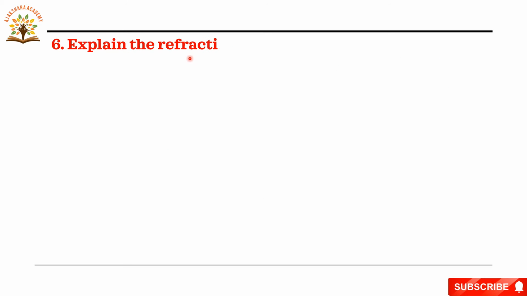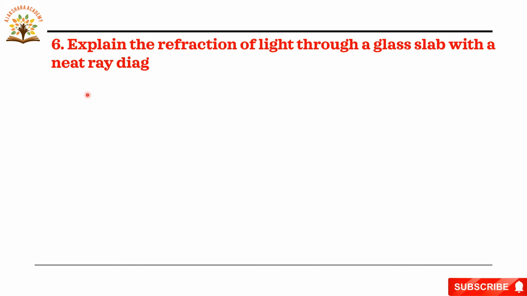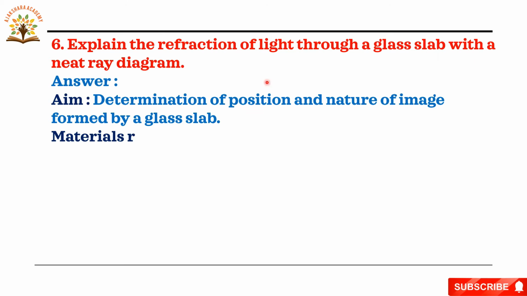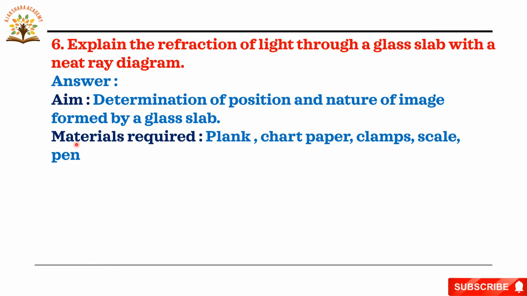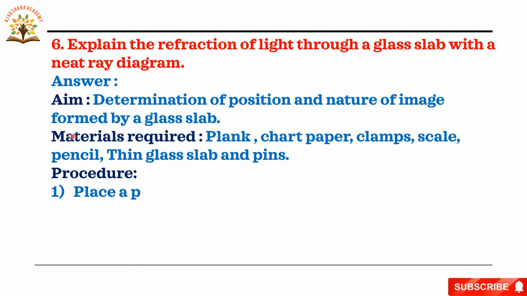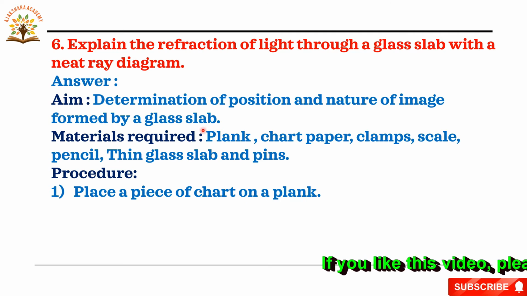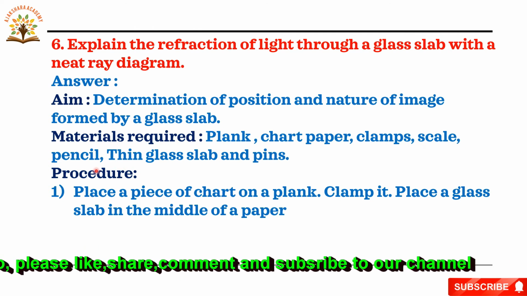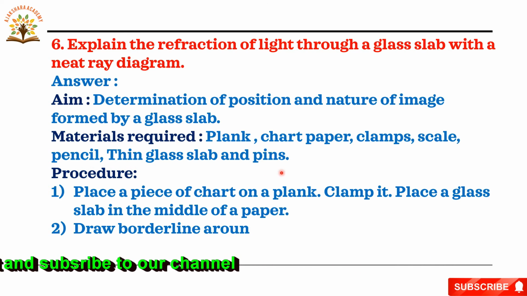Explain the refraction of light through a glass slab with a neat ray diagram. In this question they are asking that we have to explain the refraction of light through a glass slab with a neat ray diagram. Now let us discuss the experimental part. First, aim: determination of position and nature of image formed by a glass slab. Materials required: plank, chart paper, clamp, scale, pencil, thin glass slab and pins.